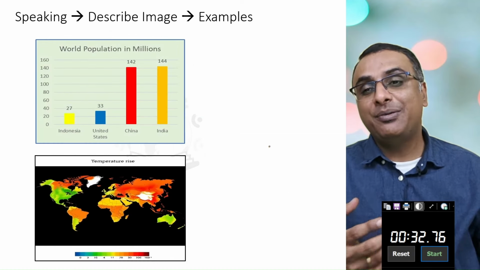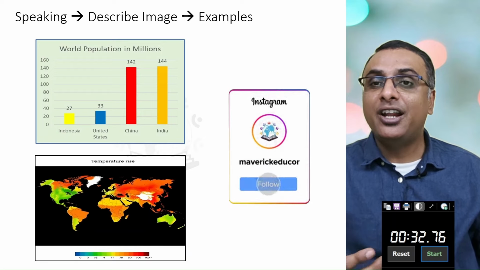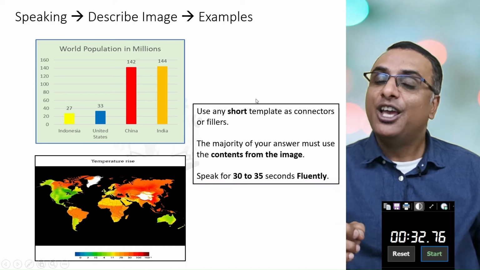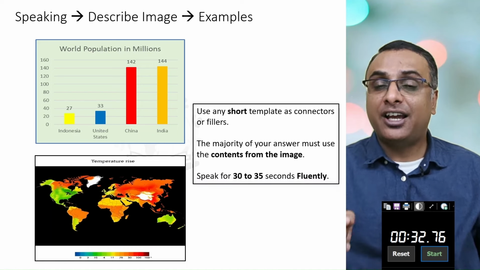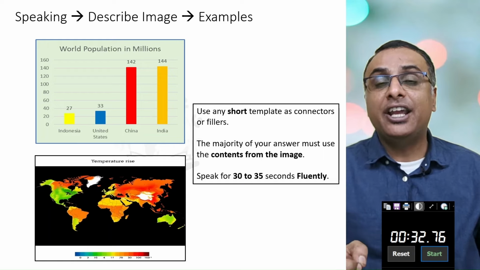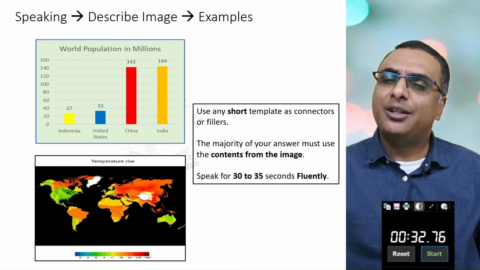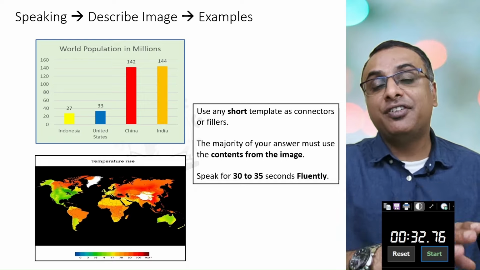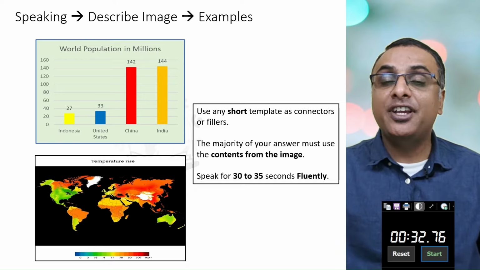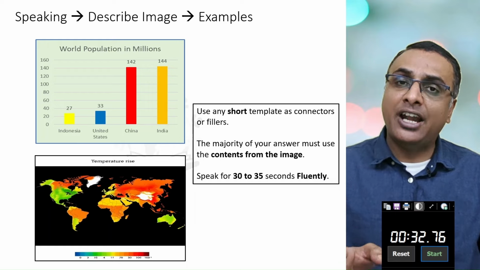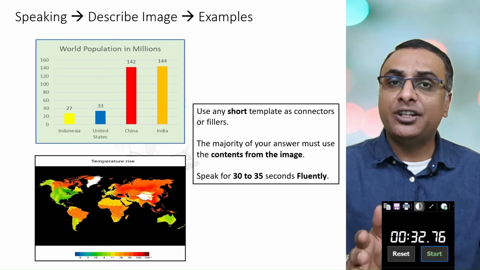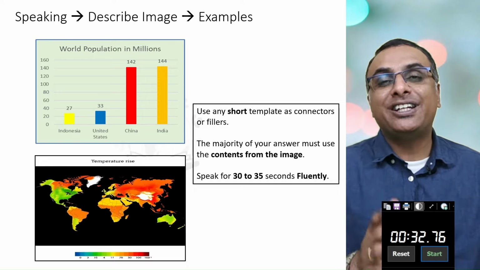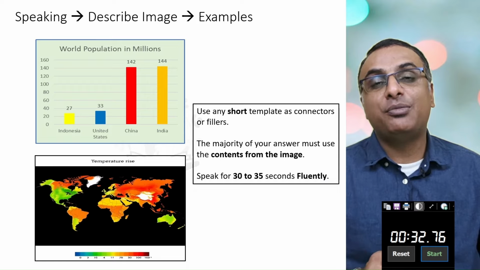These are a couple more images which you can utilize to practice your describe image question. On the other hand, let's quickly recollect a couple more things. You can use any short template as connectors or fillers to maintain your fluency throughout your response. The majority of your answer must be from the words or the contents given from the image itself. You should not deviate apart from the image. On the other hand, you need to speak for 30 to 35 seconds fluently throughout your response. So these are some of the quick tips that you can follow to gain maximum marks in your exam.